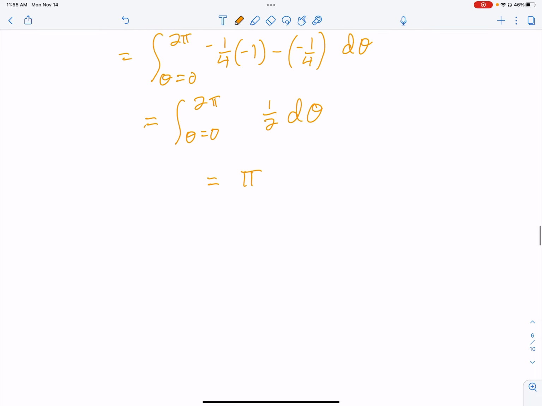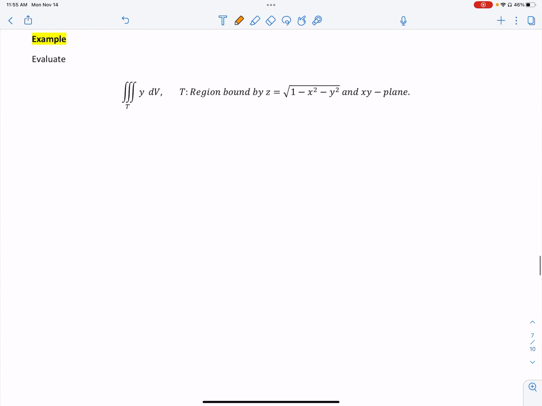So I have one more example for this video. This one we're just going to set up. The first thing I'm going to do is look at my region bounded by that and the xy plane. I can go ahead and convert, or let's go ahead and do it the right way.